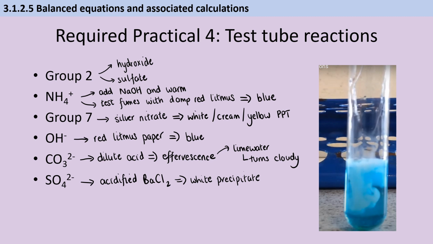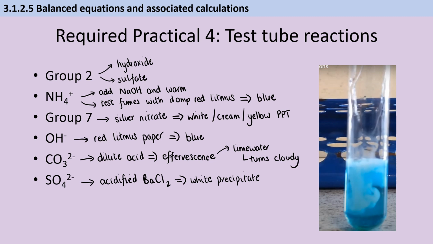As we've said, to identify group 7, we use acidified silver nitrate, which will form a white precipitate for chloride ions, a cream precipitate for bromide ions, and a yellow precipitate for iodide ions. And we can then also try to dissolve those precipitates using dilute ammonia, and the silver chloride precipitate will dissolve, but bromide wouldn't dissolve. If we think we might have hydroxide ions, of course, those are what are found in alkalis, so we can do some kind of pH test, usually red litmus paper, which would turn blue.